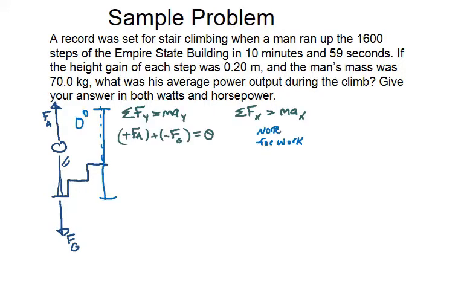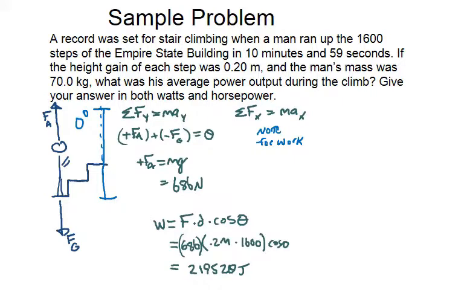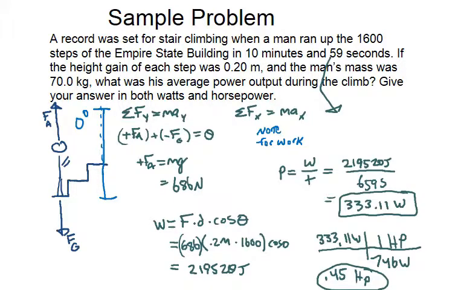Okay, so we should have, if we look at the force applied, 686 newtons equal to the person's weight, and we multiply the number of steps by the height of one step. So the total amount of work that was done is 219,520 joules. And we can divide that by the time, which 10 minutes and 59 seconds is 659 seconds. And the power output here is 333.11 watts.